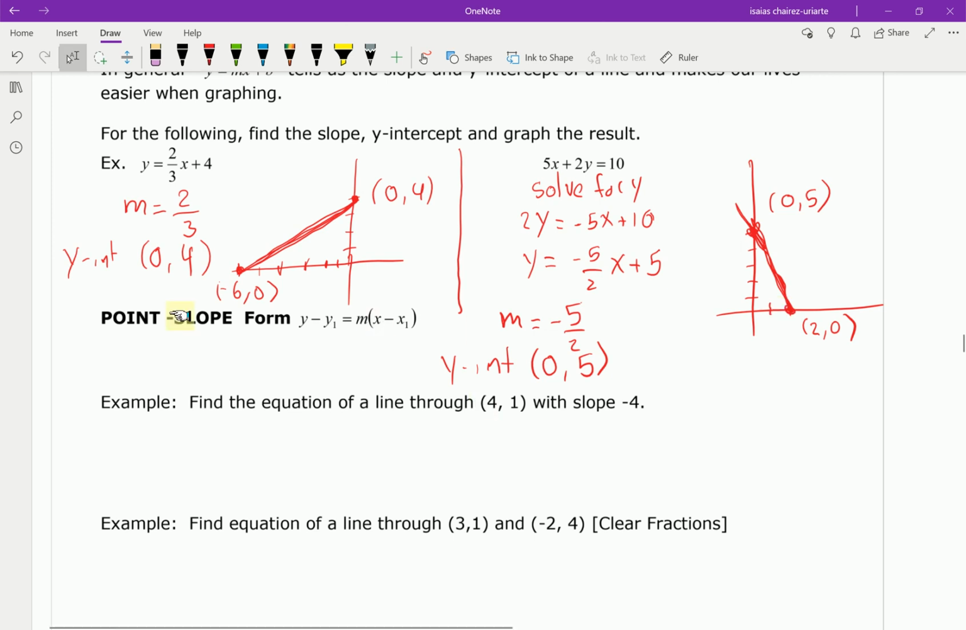All right, point-slope form. There's this other form of a line called point-slope form. Why is it called point-slope? Because what you're given is a point, x1, y1, and you're given the slope. If you have those two pieces of information, then you can put them into this little equation right here.